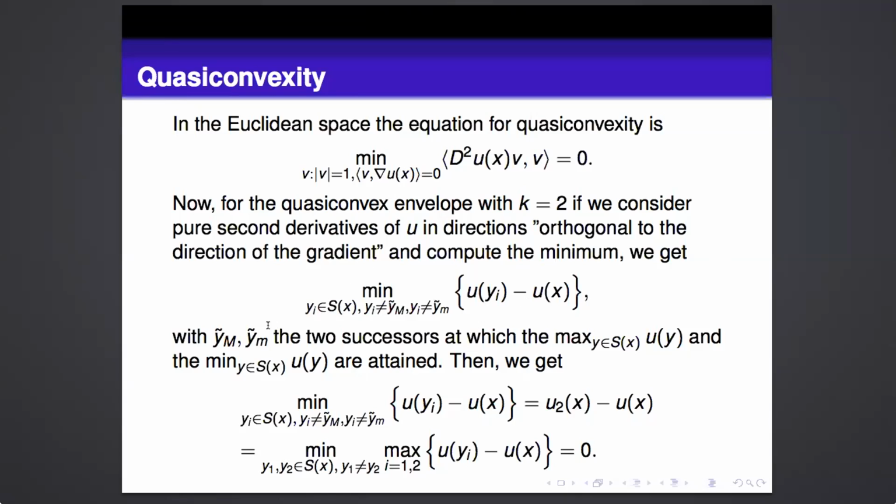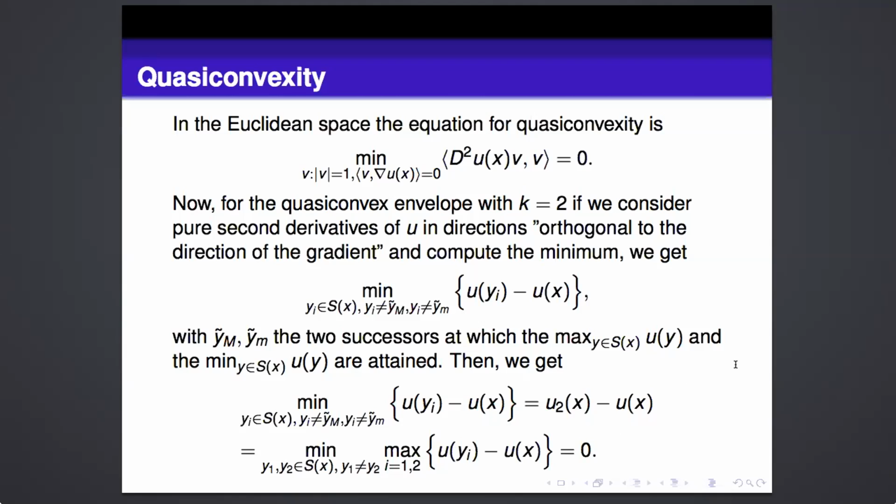And if you do that, what you obtain is this thing. You obtain the U2, the second value of U in the ternary tree, the median of U minus U, which is exactly the equation that you have before and that characterizes the quasi-convex envelope of your function inside the tree.